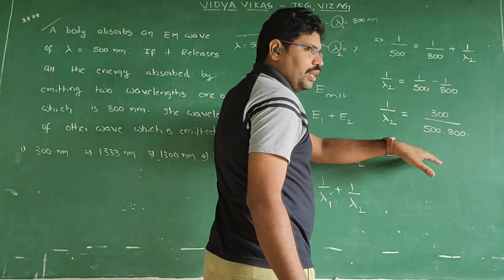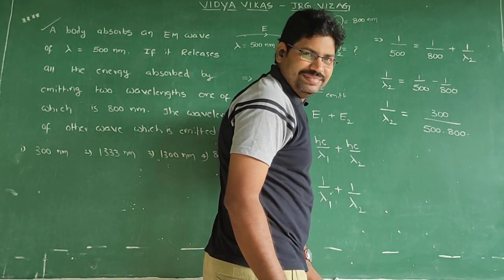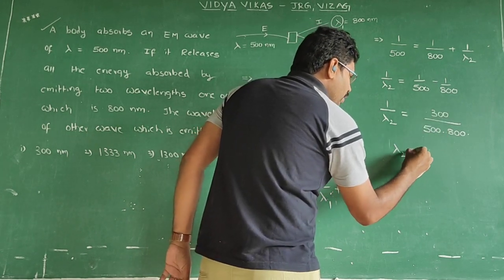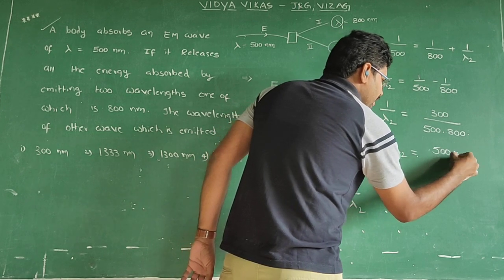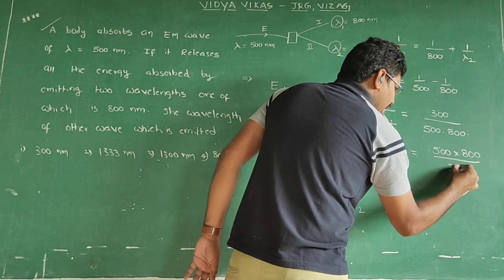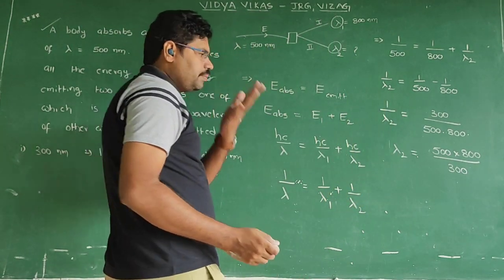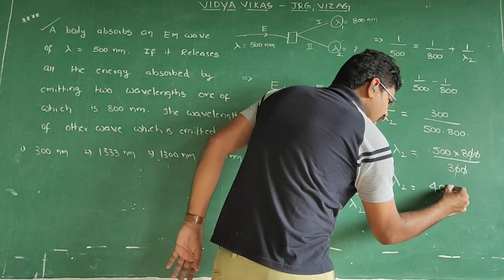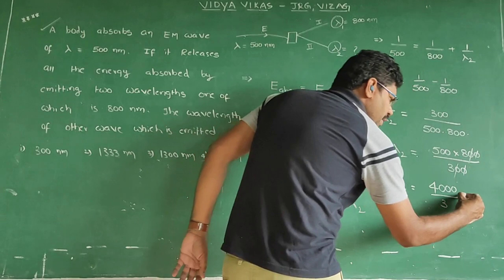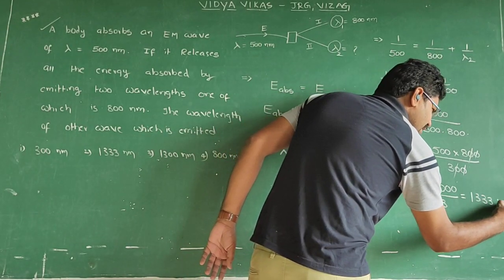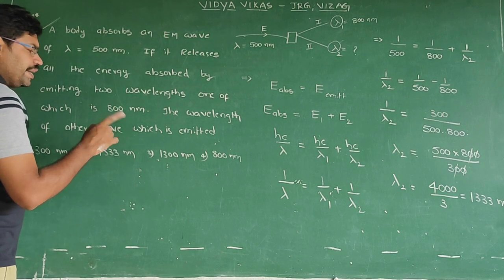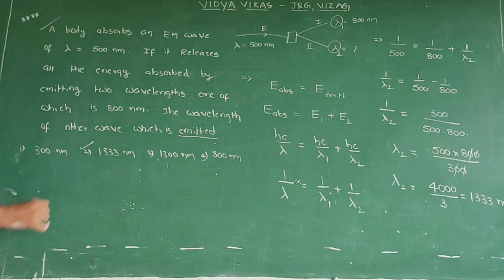Mathematics LCM నాన్న, దీన్ని కూడా ఇంకా నేను సింప్లిఫై చేసి చెప్తే వరస్ట్ గా ఉంటుంది. ఓకేనా? So dear students, just reverse these terms. Then lambda 2 is equal to 500 into 800 by 300, dear students. Is it clear? And 2 zeros cancel here. And what about this one, sir? 4000 almost by 3. 4000 by 3 means what, sir? 1333 and so on. And that's why, dear students, the wavelength of the other radiation emitted out is absolutely 1333 nanometers, dear students.